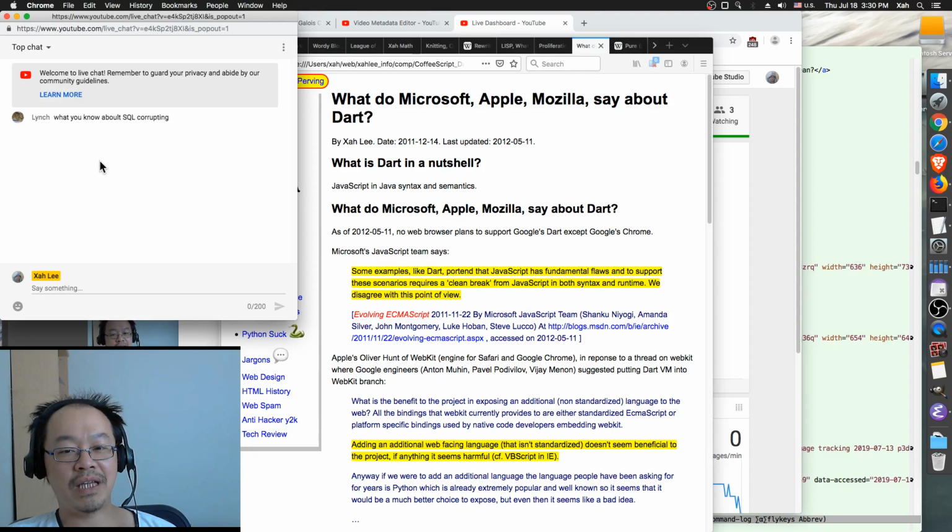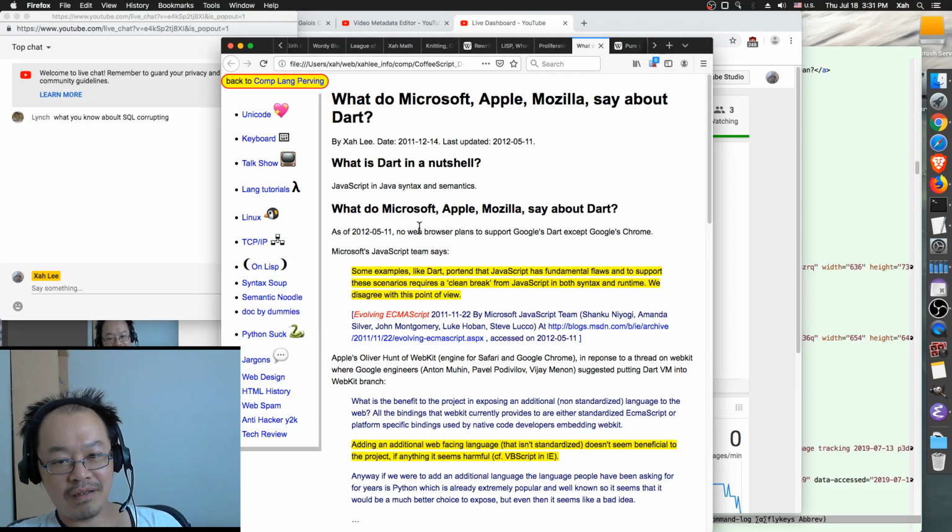What do you know about SQL corrupting? No, I don't know nothing about that. What does that mean? SQL corrupting. Yeah. So what does that mean?